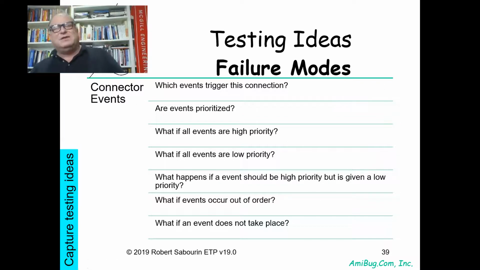Events can trigger things. What events happen, and do they have different priorities? Sometimes these events are triggered by interrupts, and one process would interrupt another one, or one physical device would interrupt another one. And if this event should be running at a high priority but has a low priority, what happens? What if it happens out of order or out of sequence? Or what if it didn't take place when it should have?